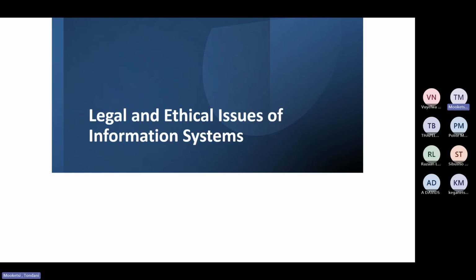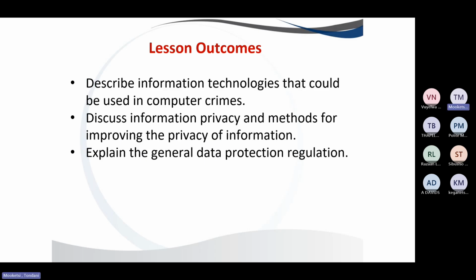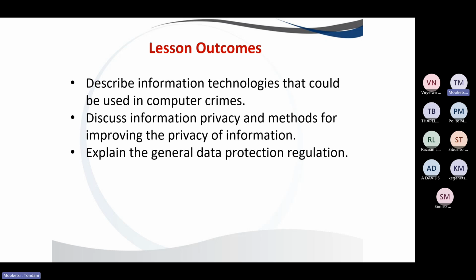So the next topic is the issue of legal and ethical issues. So that is what we're talking about today. The outcomes for today's session is just to describe the information technologies that could be used in computer crimes, discuss information privacy and methods for improving the privacy of information, and to explain the general data protection regulation. So these are the basic outcomes of what you need to know, but you should still go back and read in detail what is required in your curriculum.